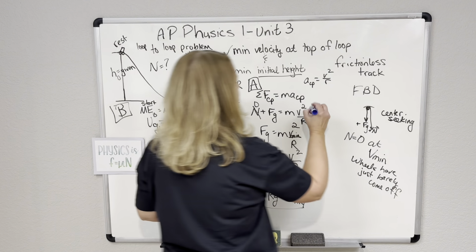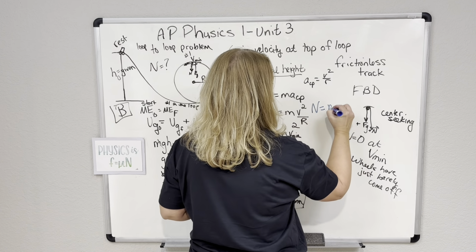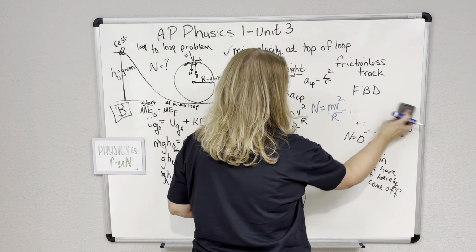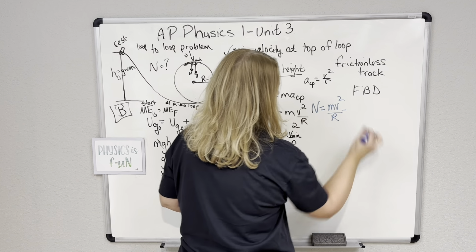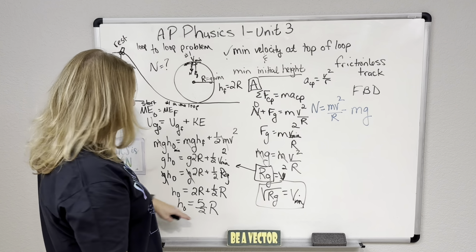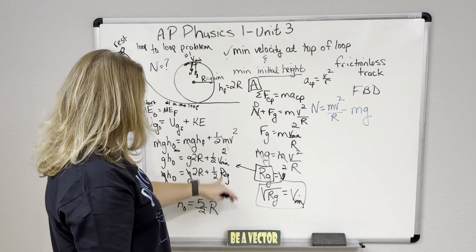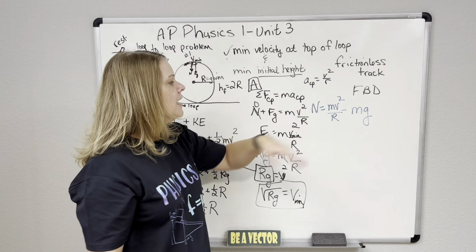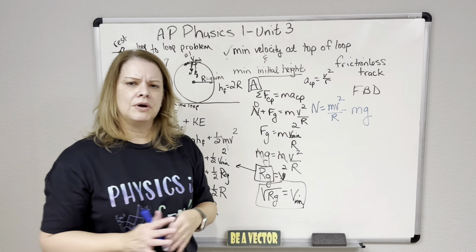So right here, you would end up having normal equals mv squared over r minus force due to gravity, which is just mg. All right, so you would go through conservation of mechanical energy to find this velocity, plug the velocity in here. They would have given you mass and radius, and you could have found a normal force. Now that would all be if it's not minimum height and not minimum velocity, and that car is actually on the track and the track is pushing it. And so you would just do the problem backwards. Those are the main ways they would ask for this problem.